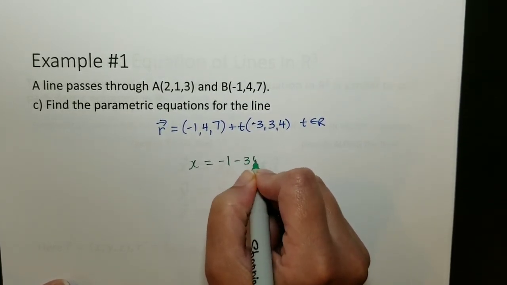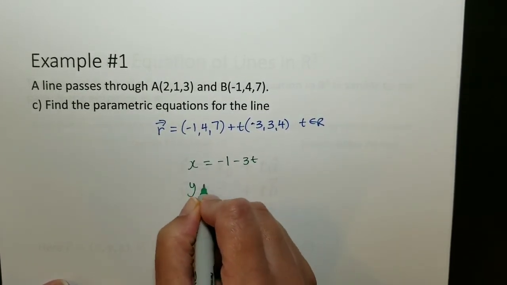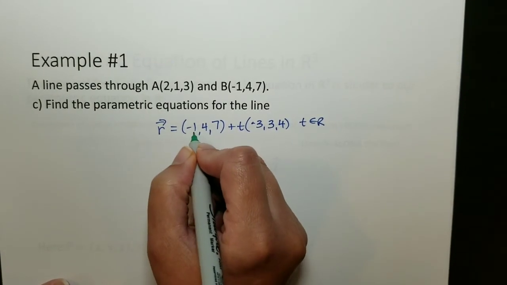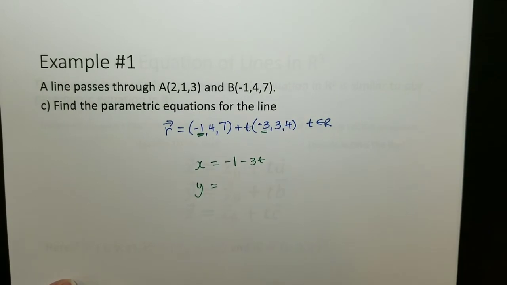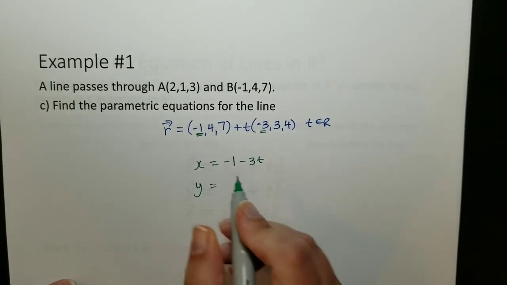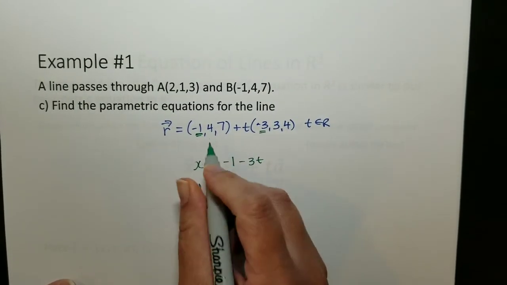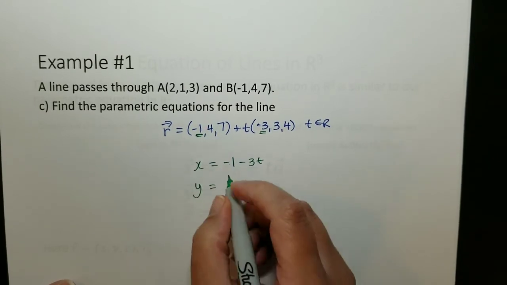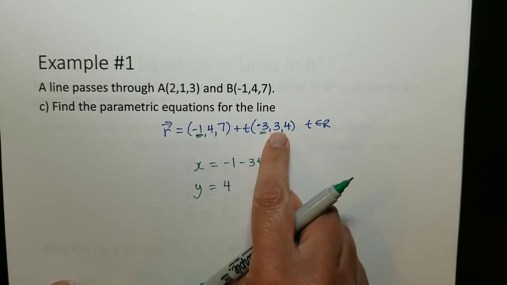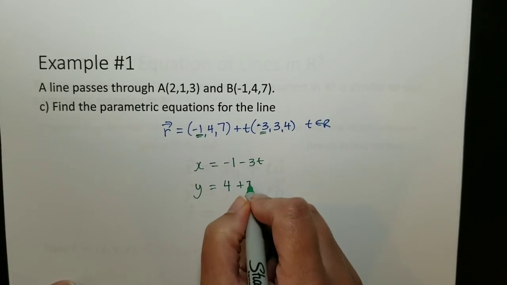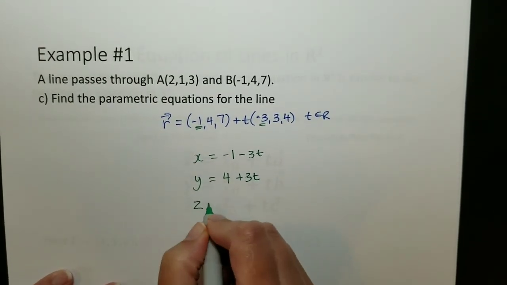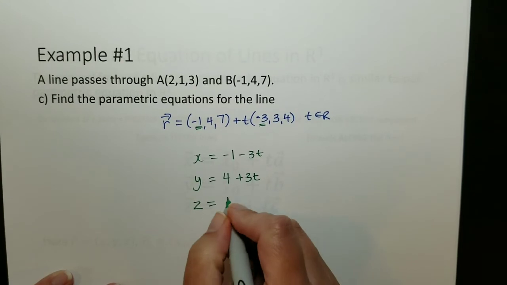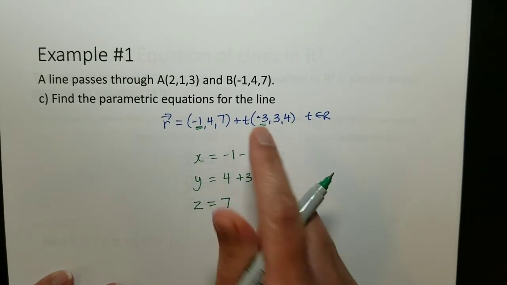So I'll have x equals -1 minus 3t, and maybe I'll color code these. So there's the -1 and minus 3t. And y, we're going to take the 4 here, plus 3t. So you're just taking the x, y, and z components. And z will be 7 plus 4t.